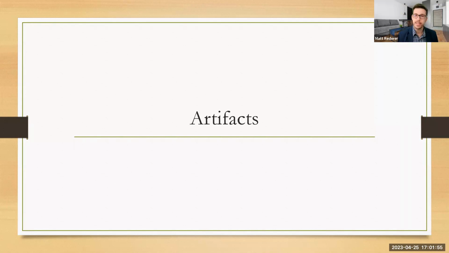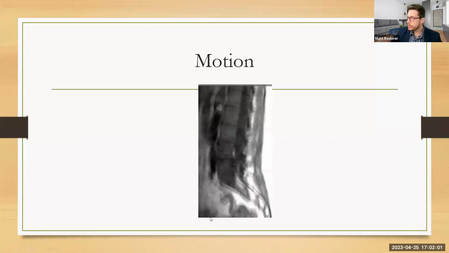So let's look at some of these artifacts. I pulled out some of the most common ones and the ones that you might find in your homework. This first one here is motion. If we look at this image here, what do you think the artifact is? Looking at this image, what is wrong with it?